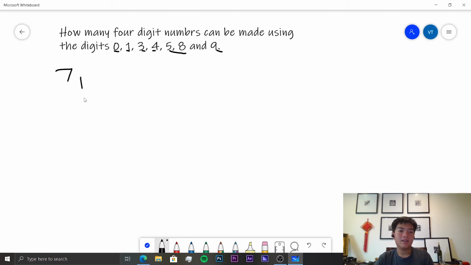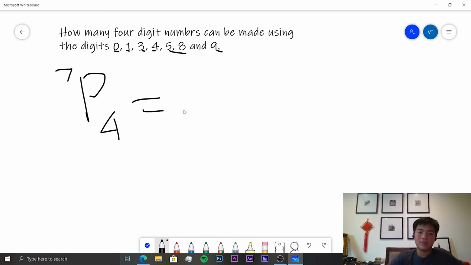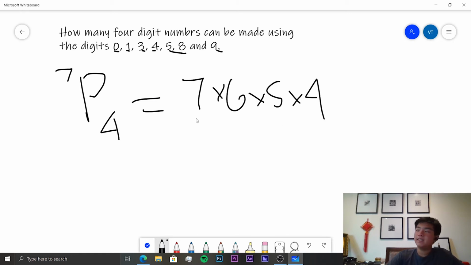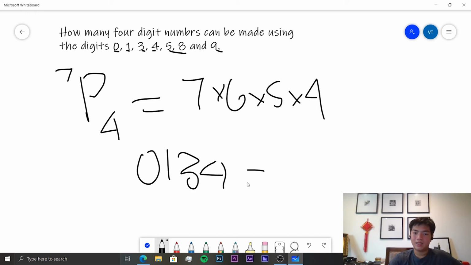So it's just 7P4, since we have to pick 4 digits out of the 7. And this is the first step, but you're still missing a part. So 7P4 is equal to 7 times 6 times 5 times 4. And the only thing is, we can't have 0 at the start of the 4-digit number. Like 0, 1, 3, 4 is not a 4-digit number. That's just 134, and that's a 3-digit number.